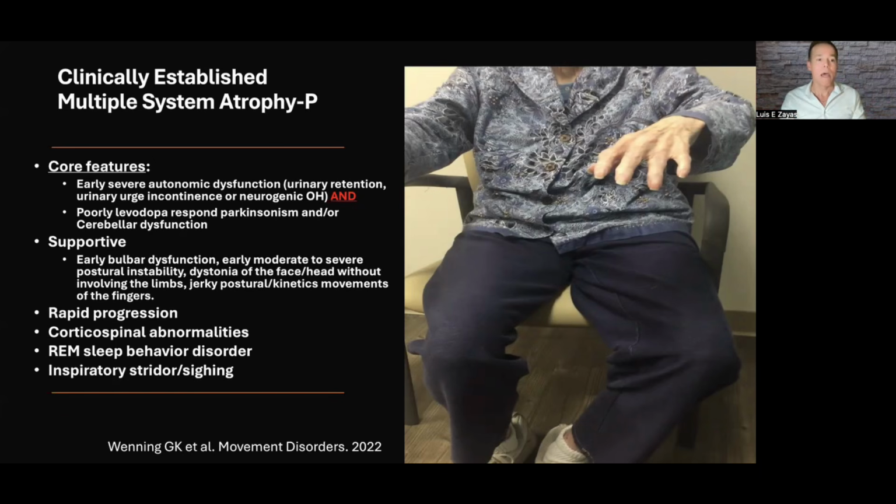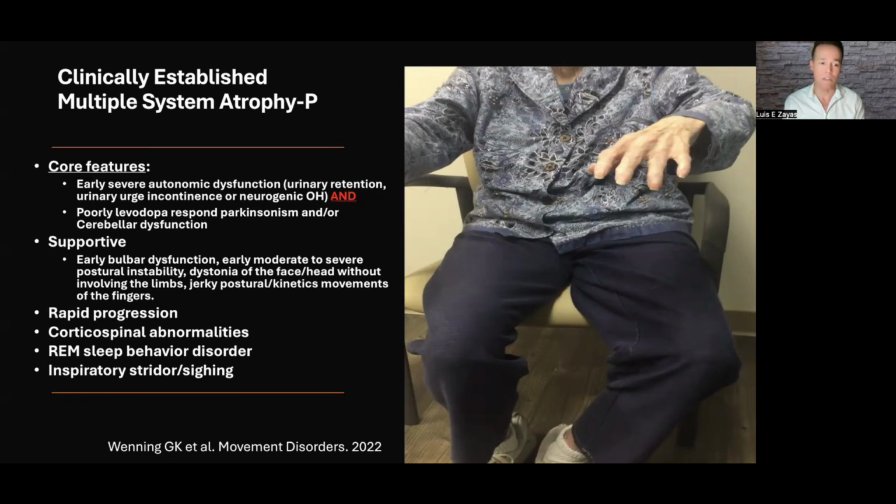Okay. Now, another core feature of this problem is that they either have cerebellar dysfunction or they have Parkinsonism that doesn't respond well to levodopa like in Parkinson's disease. And they have supportive criteria like all these things that you see here, okay? It's like I tell patients and family, actually I tell family, that MSA is like having Parkinson's disease but on steroids. Okay, on steroids, because of rapid progression.